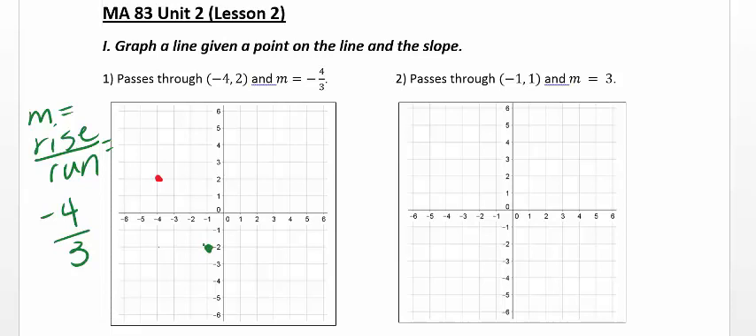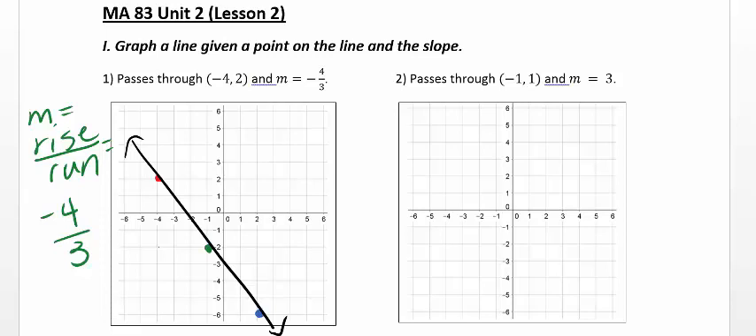From there, I can find a third point by going down 4. 1, 2, 3, 4 to the right 3. 1, 2, 3. And this is where my third point would be. Now you want to take your straight edge and connect the points. And there we've graphed the line.